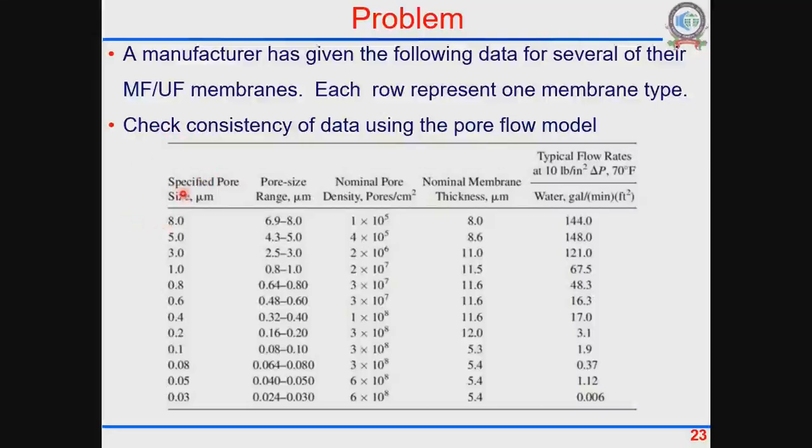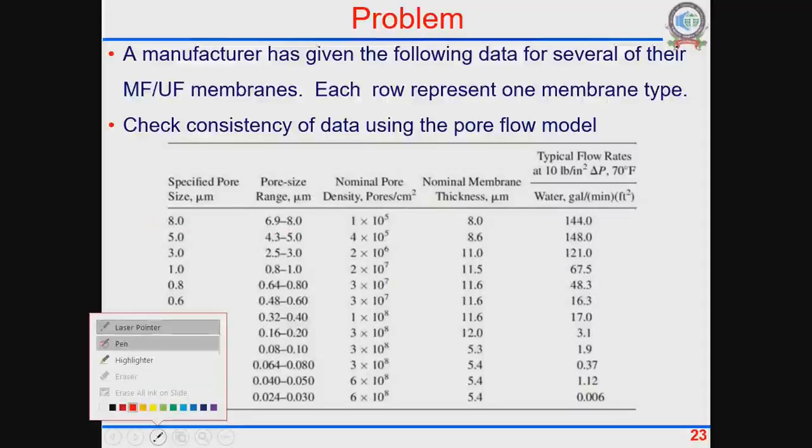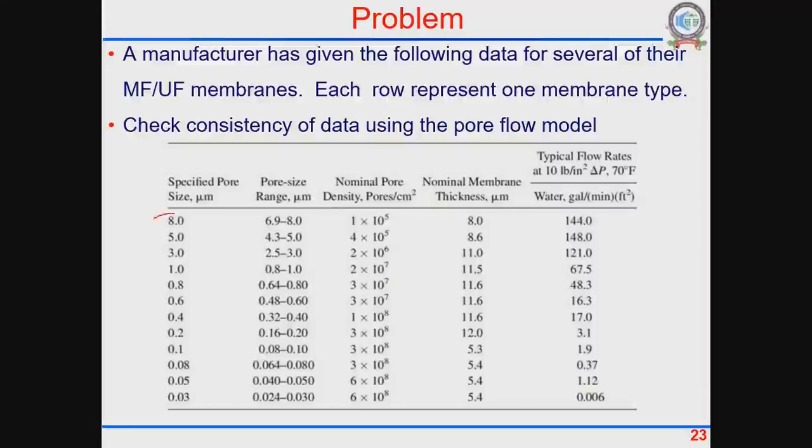I would like you to check the consistency of the data using the pore flow model. What I mean is, if I take 8 micron pore size, typical pore size is in this range. Number of pores per unit centimeter square is this much. Thickness of the membrane is this much. If you imagine that this data is accurate, would you get a flux of 144 gallons per minute per feet square at a transmembrane pressure of 10 pounds per square inch, considering water at 70 degrees Fahrenheit?